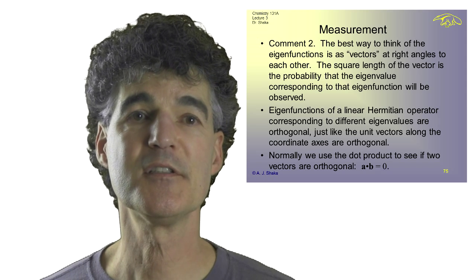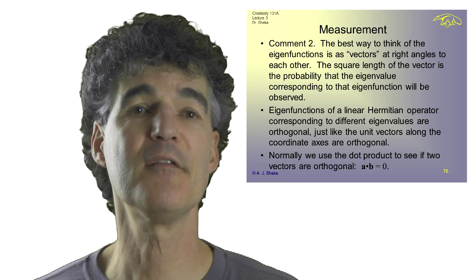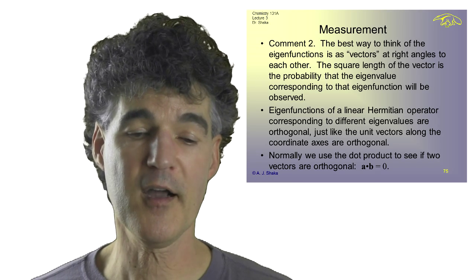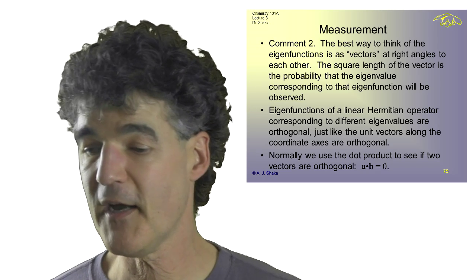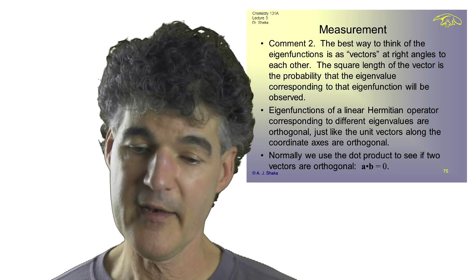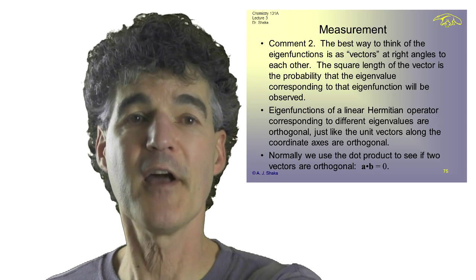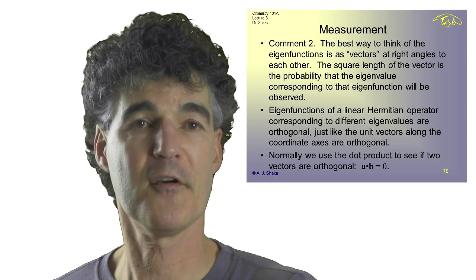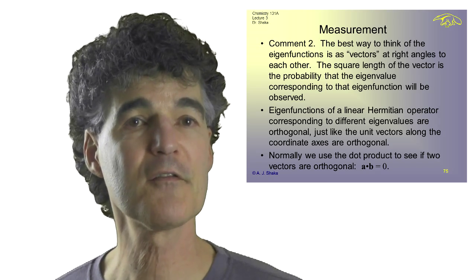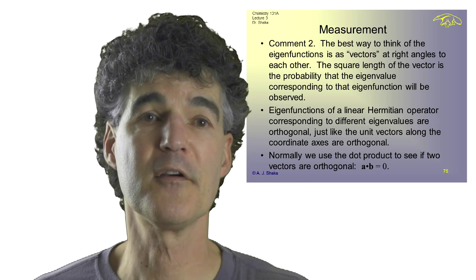And eigenfunctions of a linear Hermitian operator corresponding to different eigenvalues are orthogonal. And that's another reason why it's good to think of them like vectors, because if I have an eigenfunction here and this has one eigenvalue, and I have another eigenfunction here and it has a different eigenvalue, then those two functions have nothing to do with each other. They are as different as can be. They're in different directions. They have no influence on each other.